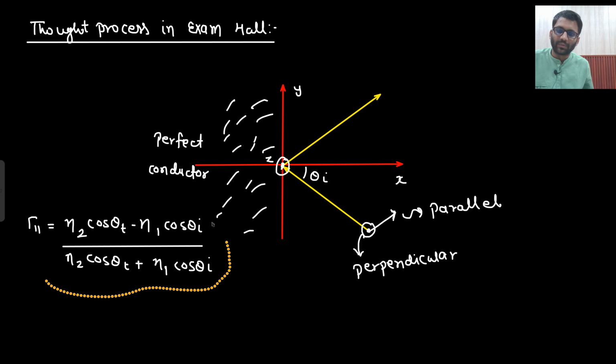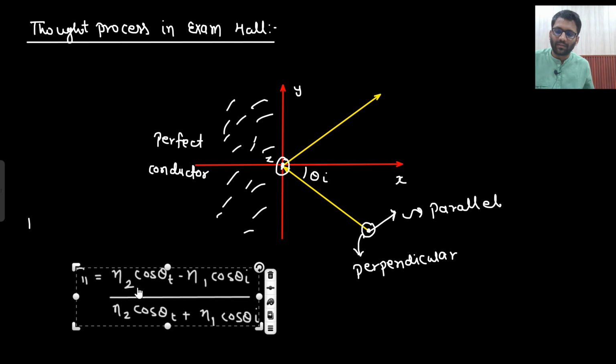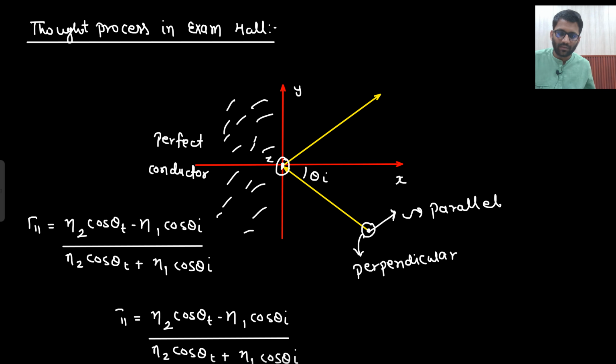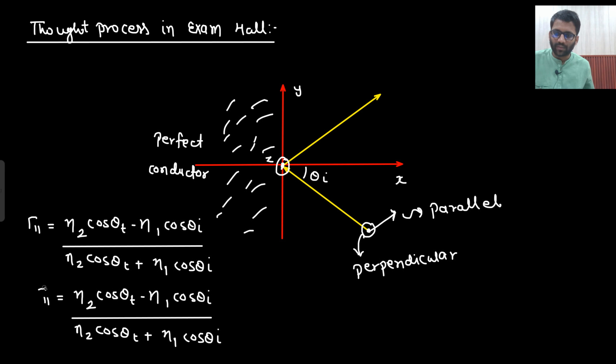Then I will just copy this formula. For the other as well, I remember the formula. That would be neta 2 cos theta i, over neta 2 cos theta i plus neta 1 cos theta t. And I know that neta 2 will be equal to 0. So this will come out to be minus 1 only, and this will also come out to be minus 1. Yeah, so my gamma and tau will come as minus 1.